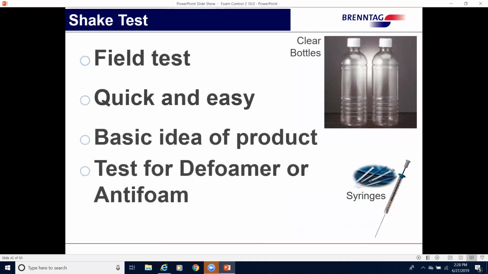The first one is the shake test. This is good when you're in the field and you're looking for a quick and dirty way to get an idea of what product you'll need. The test is pretty straight to the point. The problem is that it's not perfect.